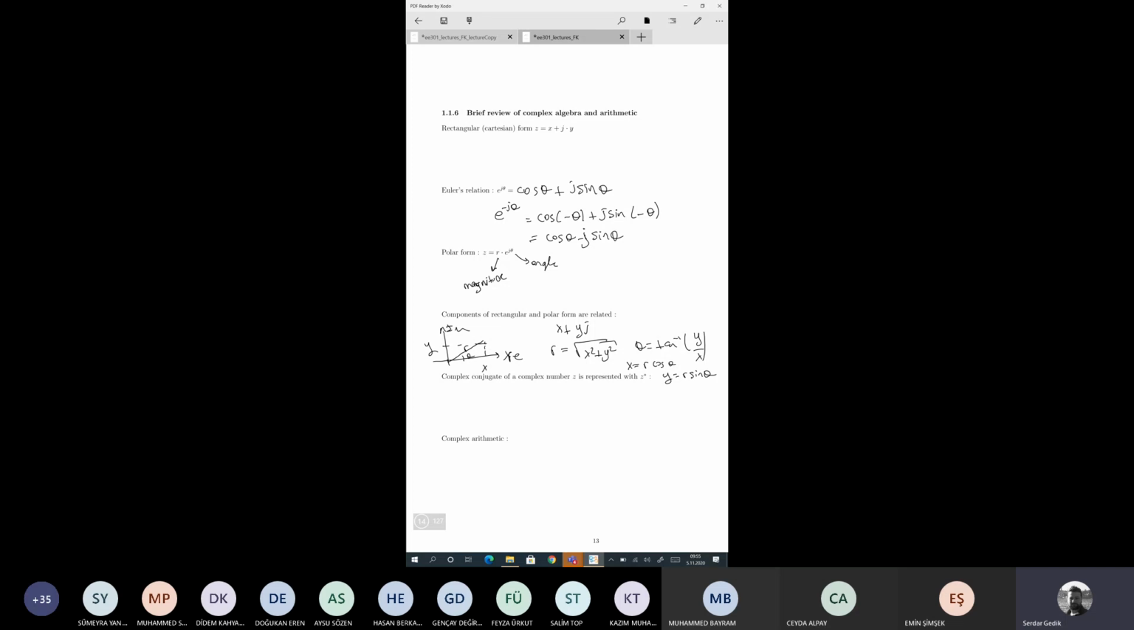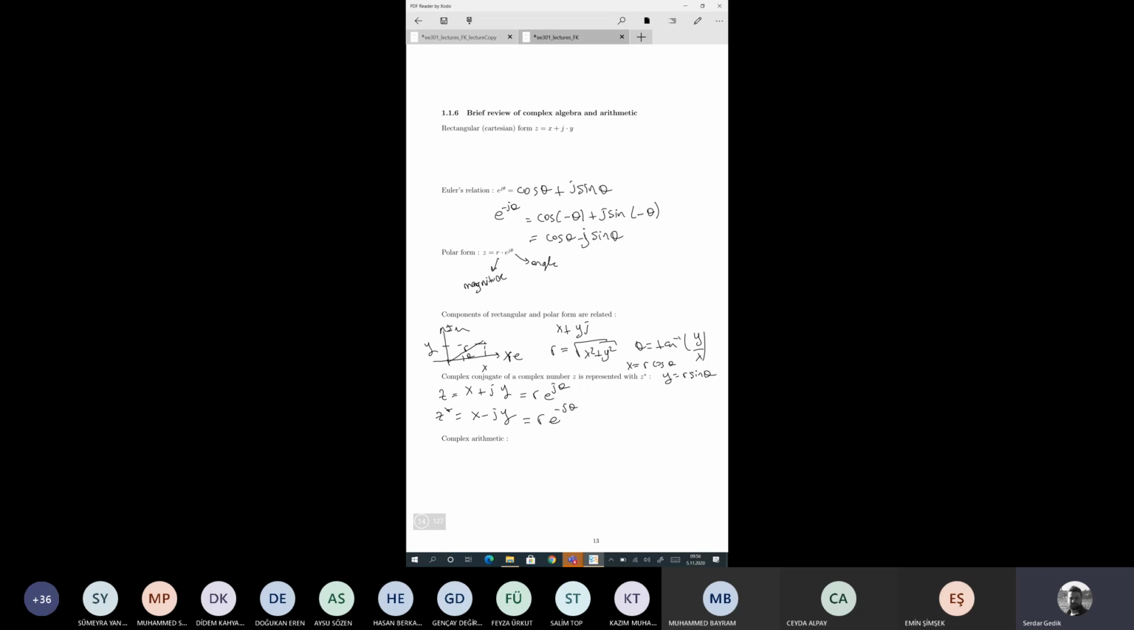What about complex conjugates of a complex number? Well, if you have z equal to x plus jy, then z conjugate is simply x minus jy. If this is equal to r e to the j theta, the conjugate is simply r e to the minus j theta. So I simply invert the angle while calculating complex conjugates.